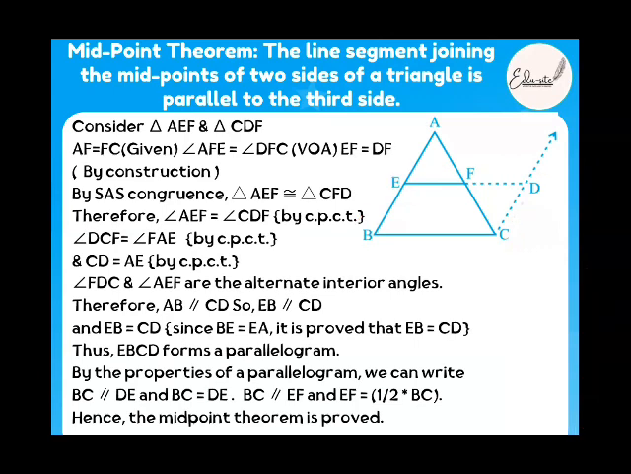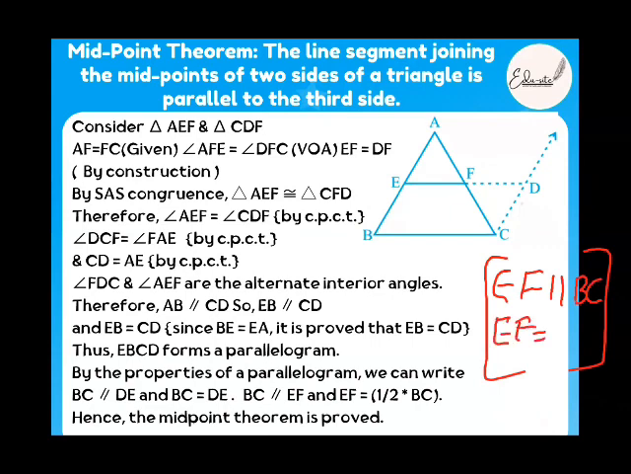Yes. So 2 things we have proven here. What do we prove in the midpoint theorem, Laiba? One thing: EF is parallel to BC. Excellent. The second thing we prove is EF is equal to half of BC. These are the 2 things that you have to prove in any midpoint theorem. Now you will get some problems. In the problems you will have to prove these 2 things.